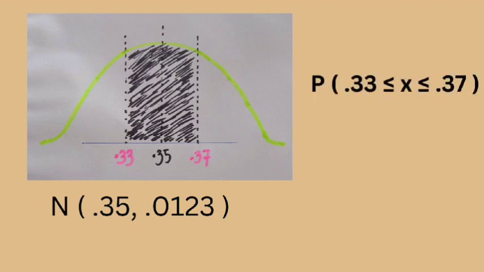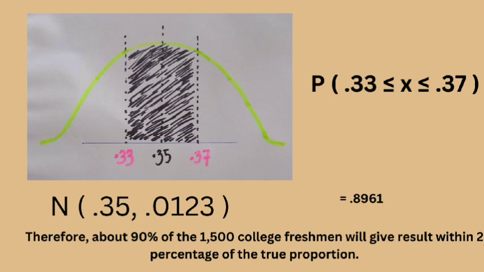To find the area under the curve, we need the normal distribution with the probability of x between 0.33 and 0.37, with a mean of 0.35 and a standard deviation of 0.0123. With the use of a calculator, we have the result of 0.8961. Therefore, about 90%, because 0.8961 is close to 90%. So about 90% of the 1,500 college freshmen will give a result within 2% of the true proportion. Thank you.